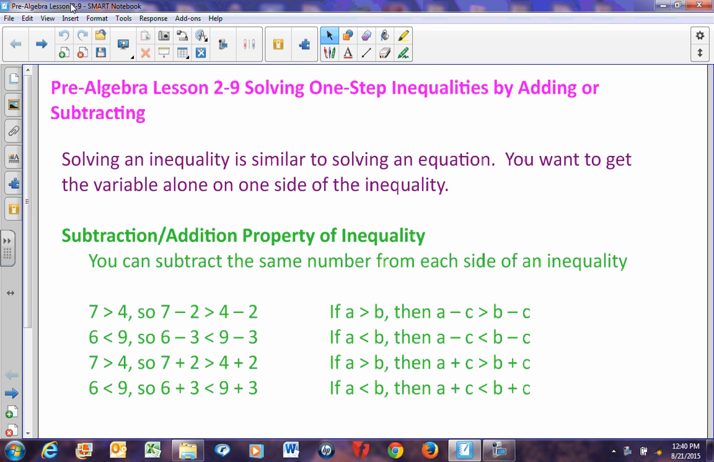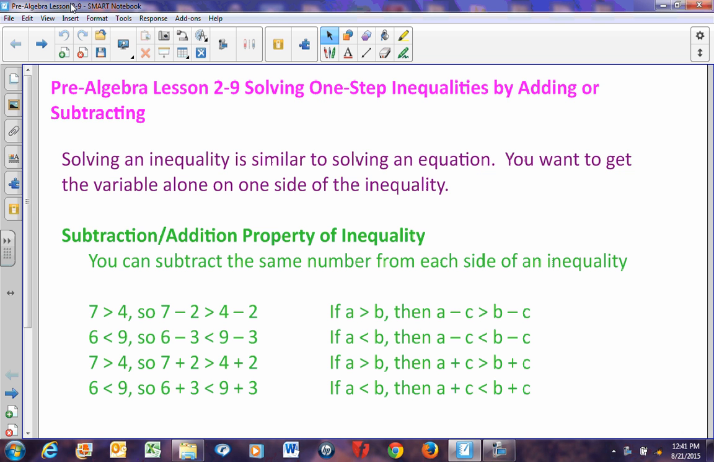Pre-algebra lesson 2-9. Solving one-step inequalities by adding or subtracting. Now, solving an inequality is very similar to solving an equation. You still want to get the variable all by itself, and you still have to keep the inequality balanced. So whatever you do to one side of the inequality, you absolutely must do the exact same thing to the other side of the inequality, just like an equation.